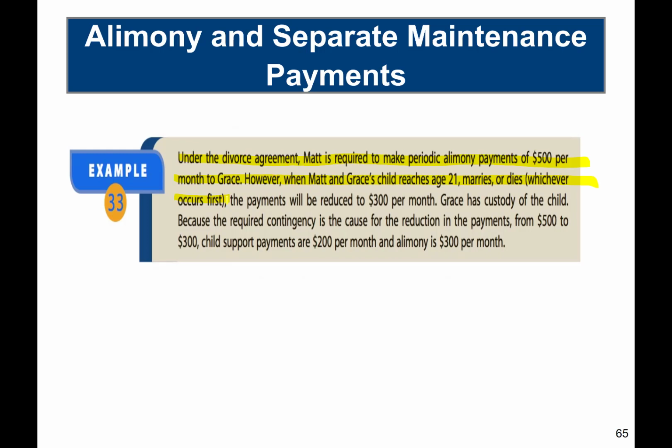So what happens? The payments will be reduced to $300 a month. Grace has custody of the child, because the required contingency is cause for a reduction of the payment from 5 to 3. The child support must be $200 a month, and the alimony is $300 a month, and so he can only deduct what? Matt can only deduct $300 per month as alimony.